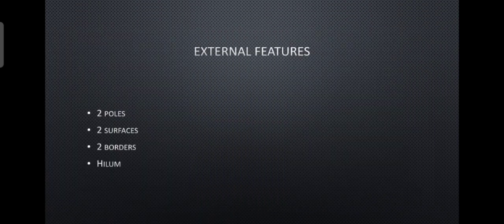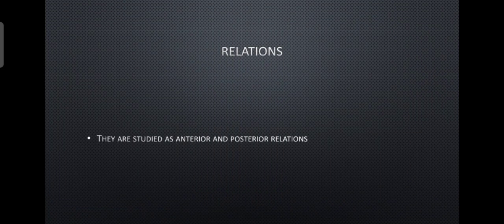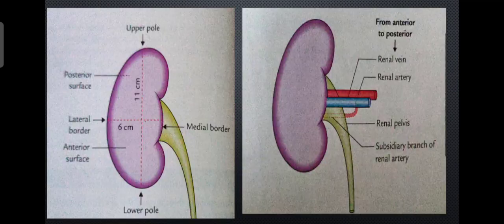Next we move on to surfaces. We have one anterior surface and one posterior surface. Posterior surface is present behind this. Anterior surface faces anterolaterally and the posterior surface faces posteromedially. This is because of the oblique arrangement of the axis of kidney. Next we see about the two borders. We have one outer border, that is the lateral border, and one medial border.